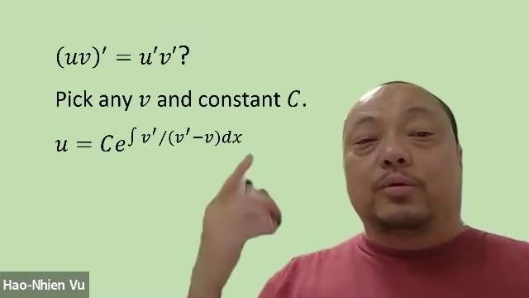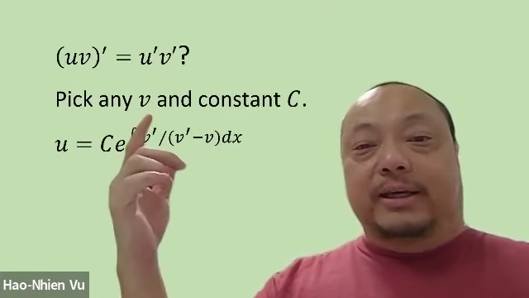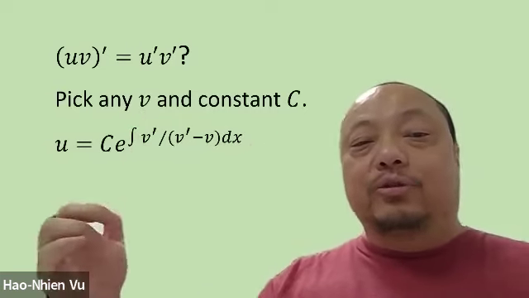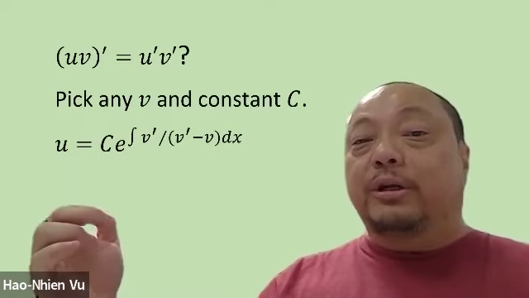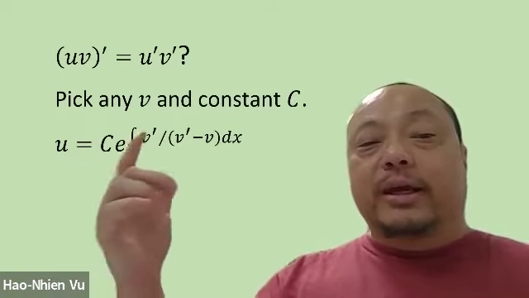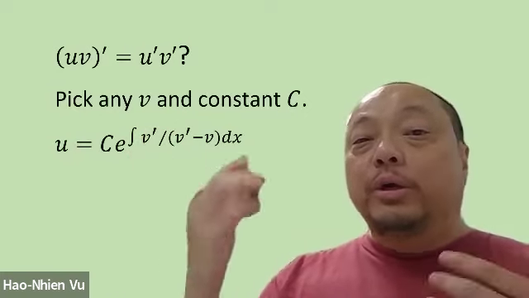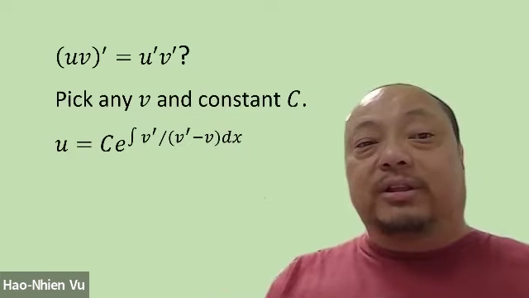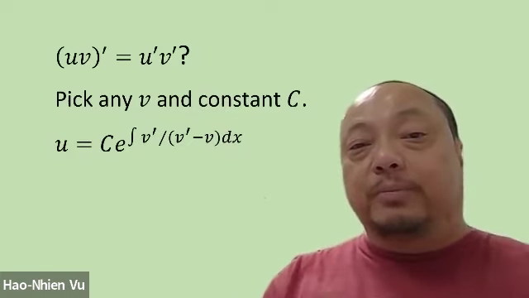Well, there we go. Pick any function v and any constant c, plug it into this formula, then you can compute a function u. Then the u and the v that you pick here will go together to satisfy this derivative: uv prime is equal to u prime v prime.